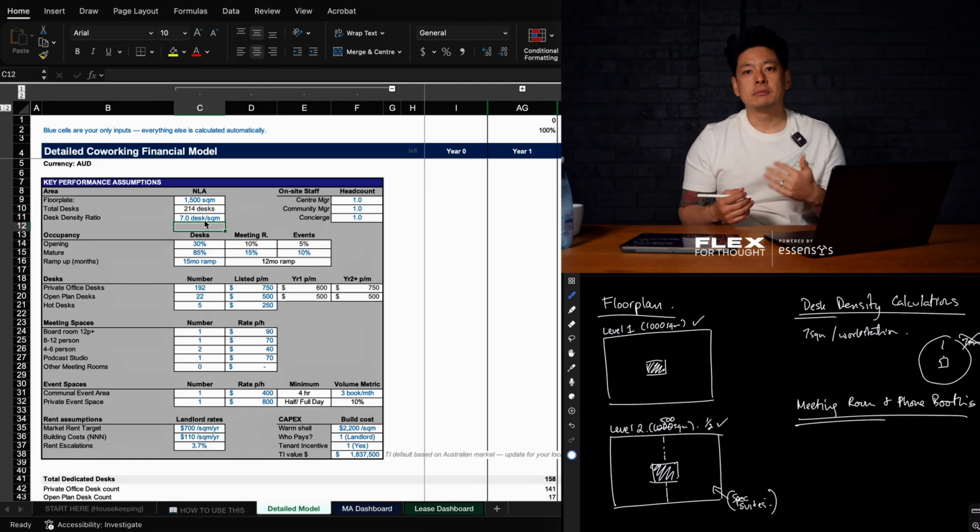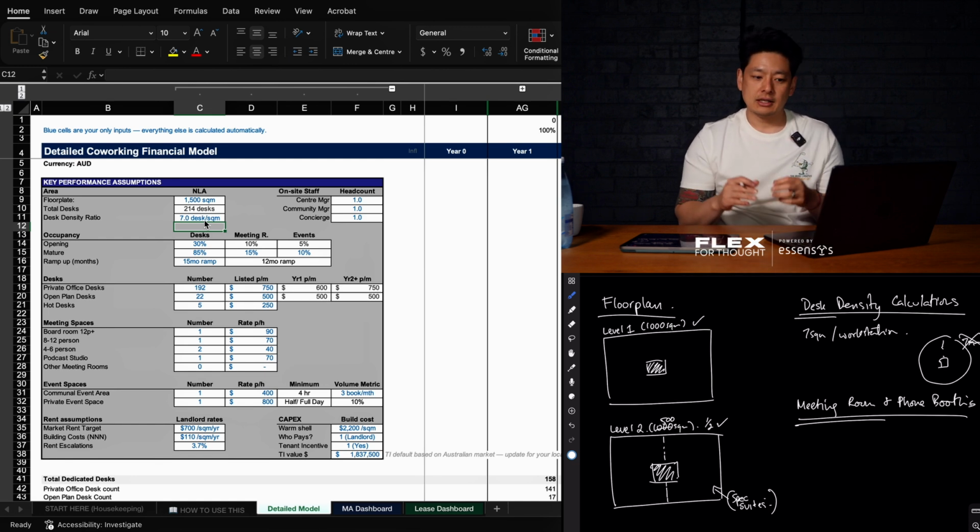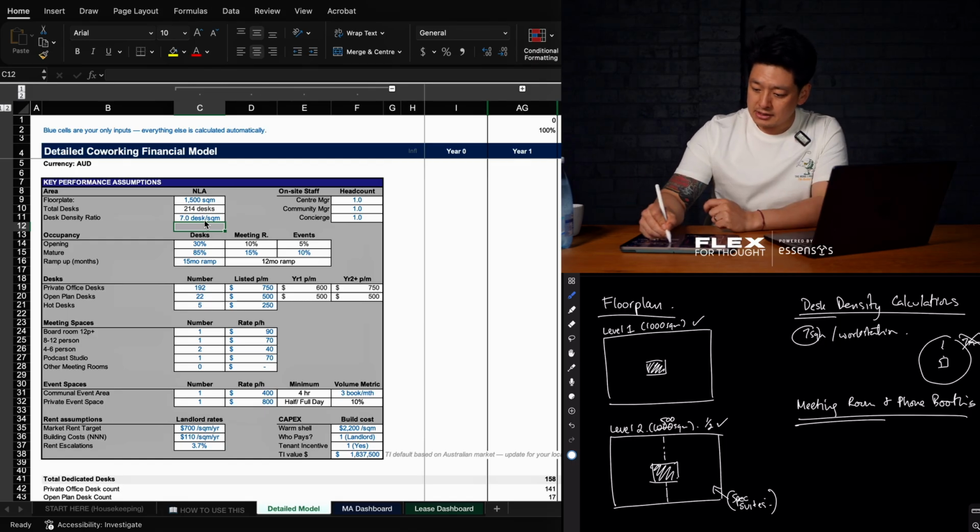Meaning you can come at them and say, we've got 4,000 square meters, we've got 2,000, we've got 3,000, and they divide that total NLA by that number. In which case this is 7 in this scenario. So 1,500 square meters divided by 7 is 214 desks, because this 7 accommodates not just for the area of the office, it accounts for front of house, it accounts for circulation, it accounts for amenities.